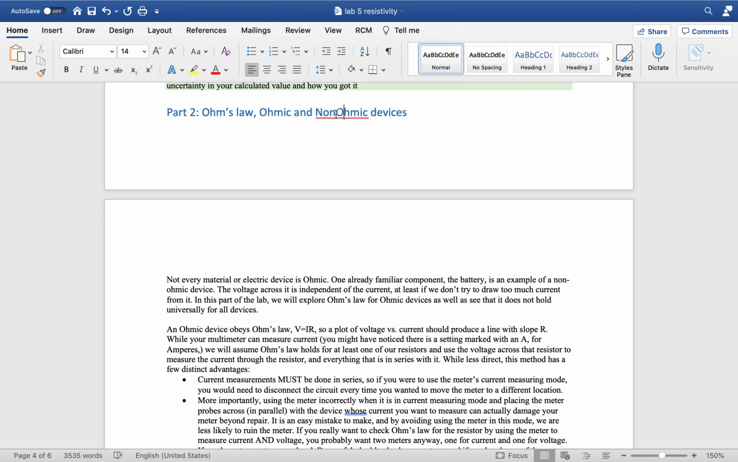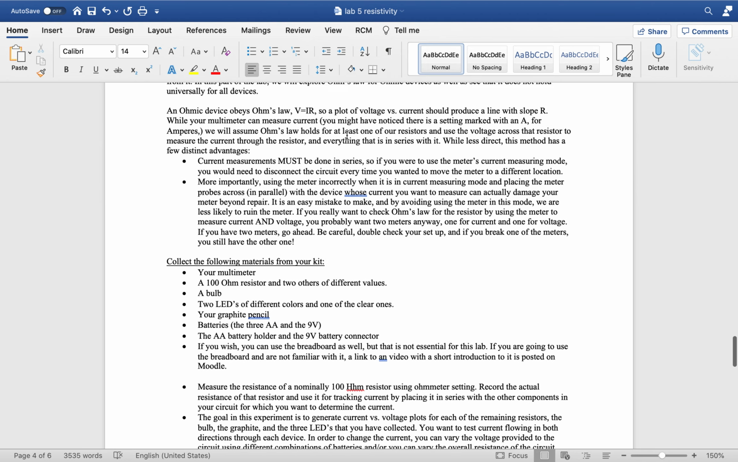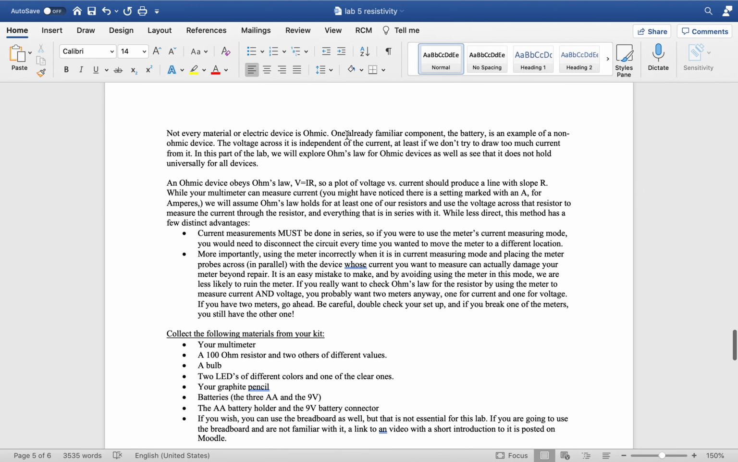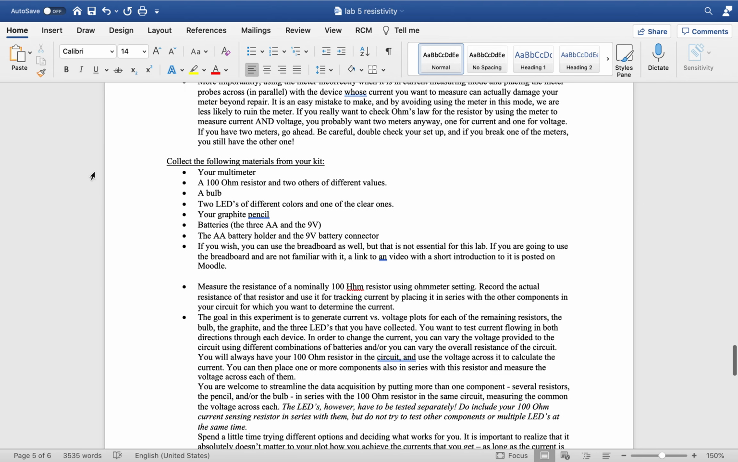It should be like ohmic devices. Here students are going to measure the resistance R of different materials. Some of the materials they'll be using are here. So, right, a multimeter, of course, they will need to measure R. They have a 100 ohm resistor and two other different values.